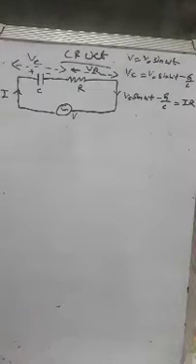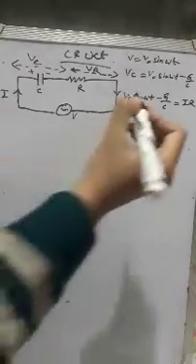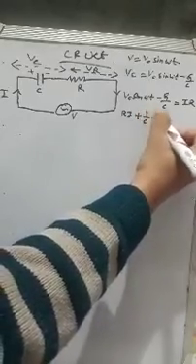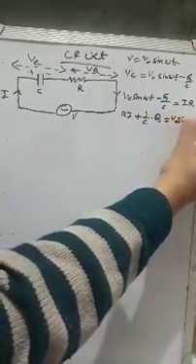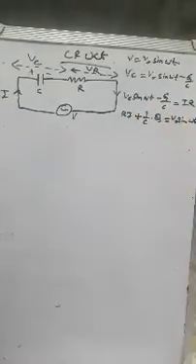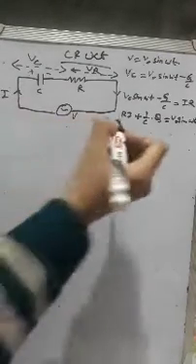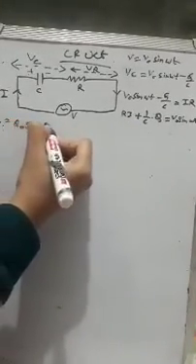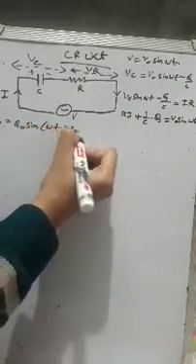After this, let us represent it in some mathematical form. I'm bringing this IR here: R I plus 1 by C into Q equals V naught sine omega t. I'm pushing this into the RHS part. Now let us assume, students, that the Q value is equal to Q naught sine omega t plus alpha. I'm writing it here: Q equals Q naught sine omega t plus alpha.